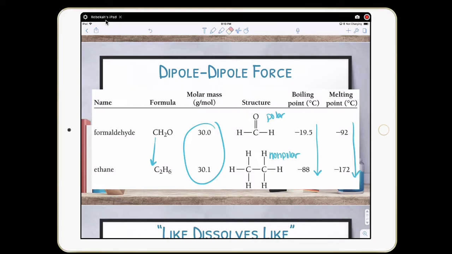Oh, I'm sorry, my boiling points are opposite. Increasing, increasing. What's the difference? This way. Okay. So I'm increasing my boiling point and my melting point, and the only thing that's changing is my polarity, right? Because my molar masses are the same. So it must mean that polar has a stronger force than nonpolar, which is true because this is dipole-dipole and this is London dispersion.